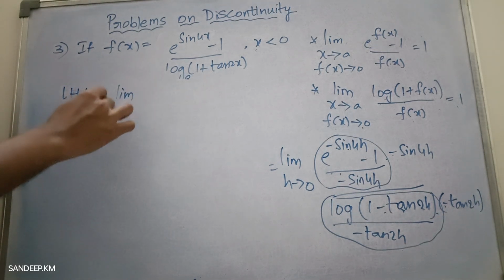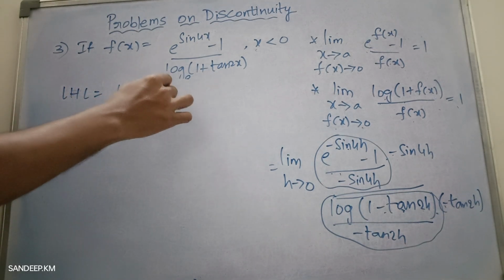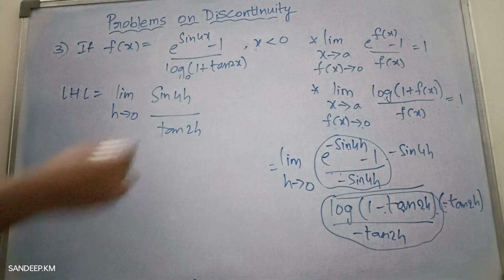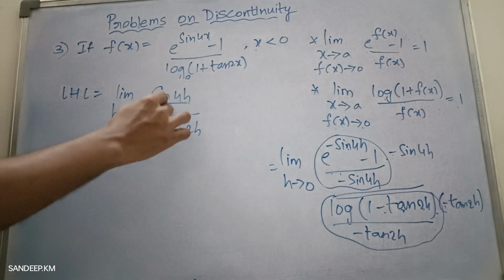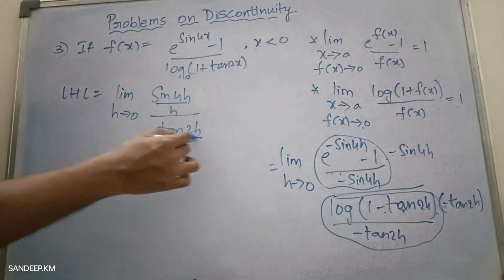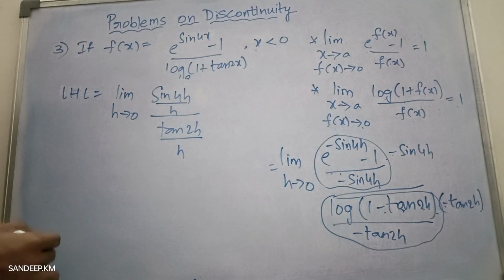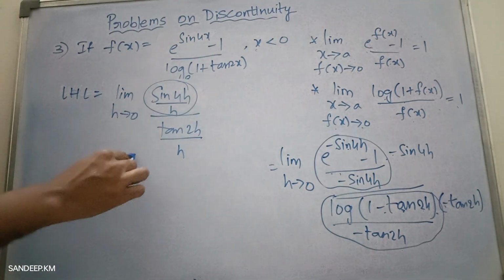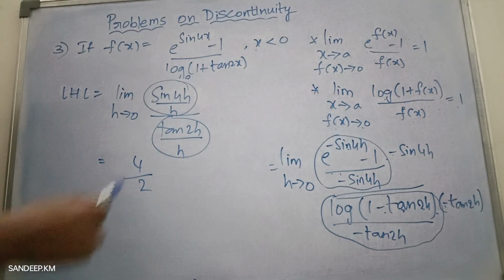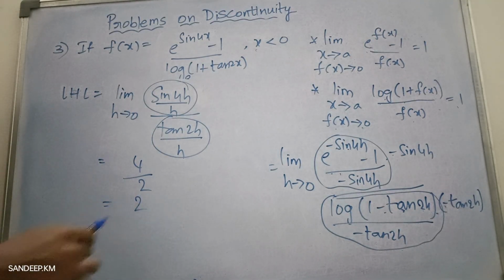So limit h approaches 0, sine 4h divided by tan 2h. So here I'll divide with h and I'll multiply with h, or let us do one thing, divide the numerator and denominator with h. Using the trigonometric limits, this value will become 4 and this value will become 2. You must know all these basics in trigonometric limits. So the answer is 2.